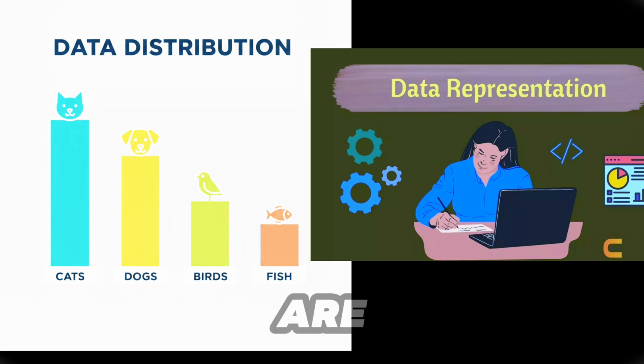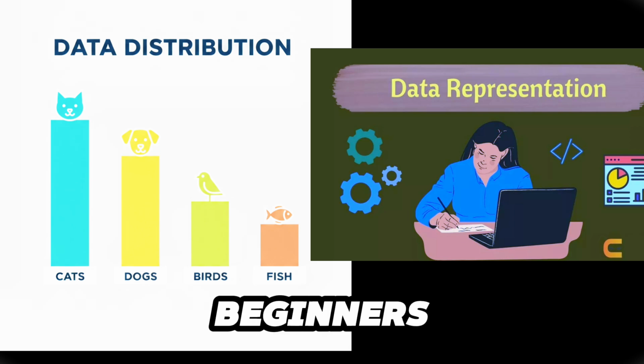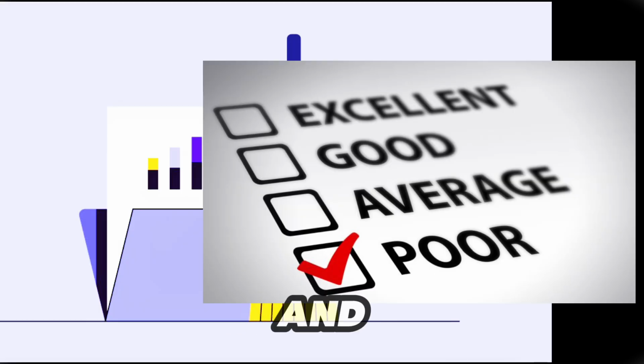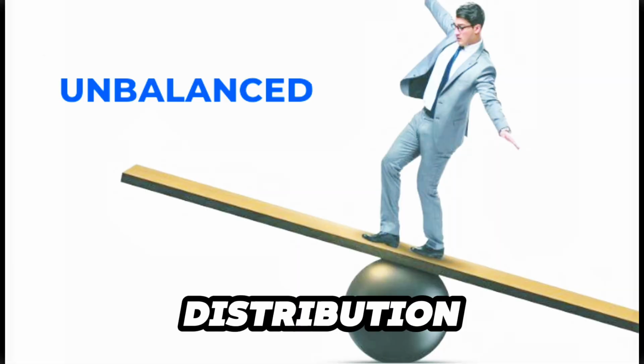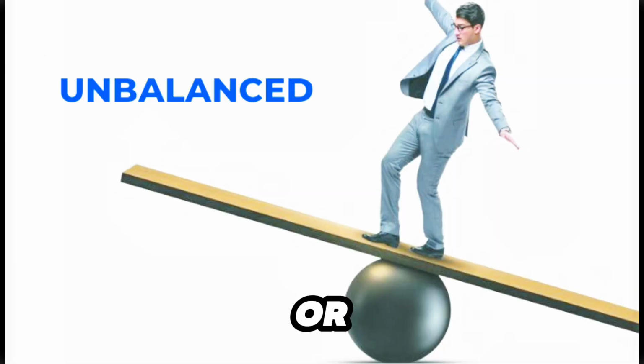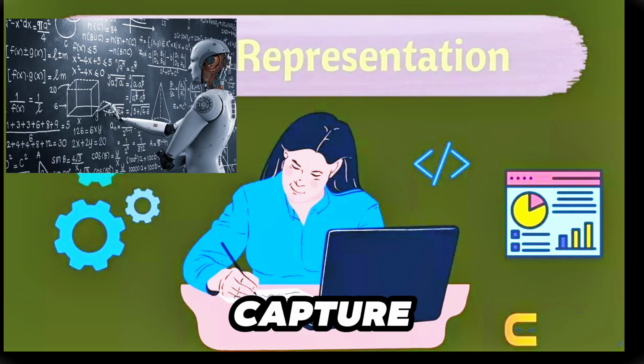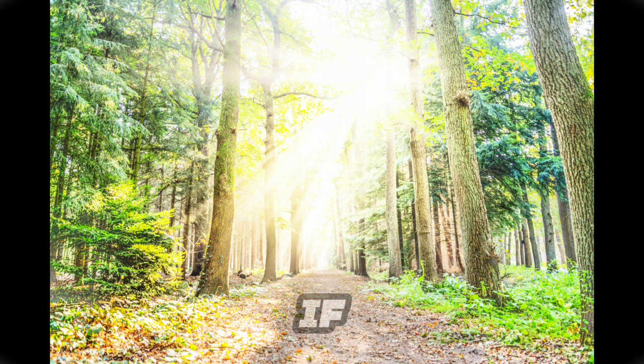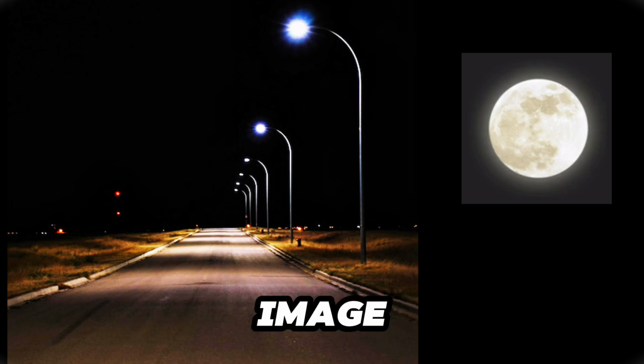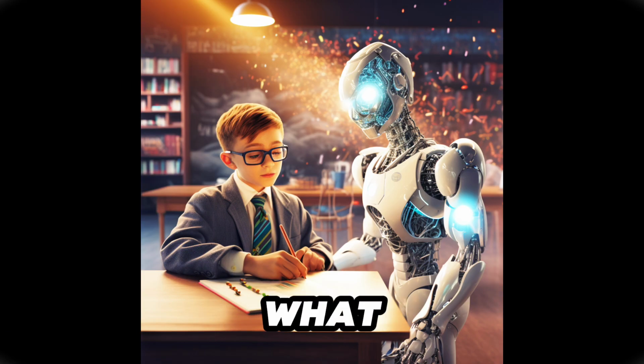These two ideas are more important than most beginners realize. You can have clean data and still get poor results if the distribution is unbalanced or if the representation does not capture the important features. For example, if your training photos are mostly taken in bright daylight, your model may fail completely at nighttime images. Models only learn what the data shows them.